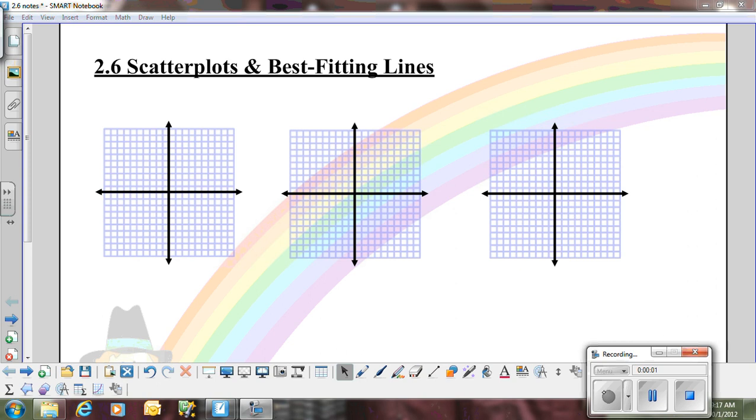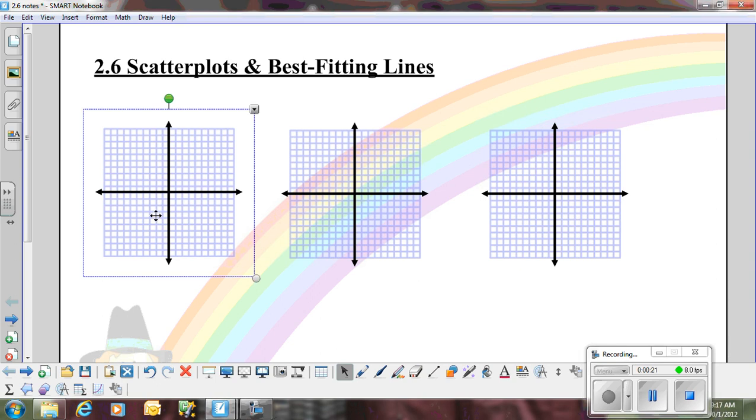We have 2.6, scatter plots and best fitting lines. Anybody remember what a scatter plot is? A whole bunch of dots on a graph. Okay.